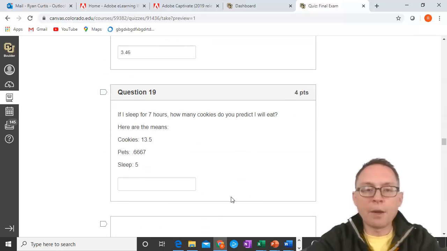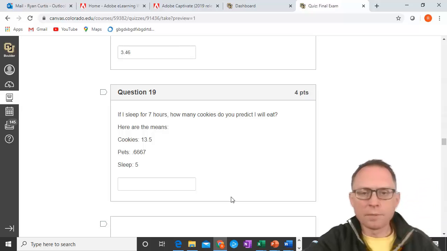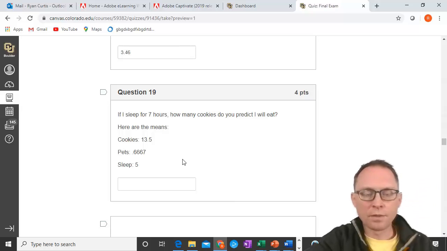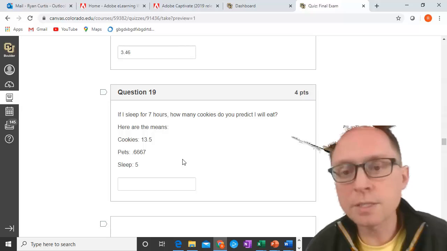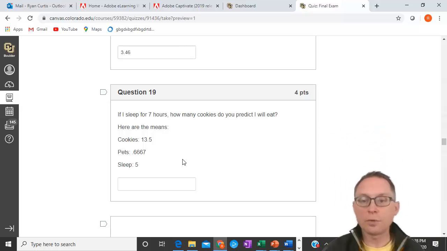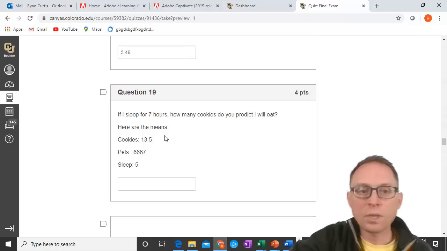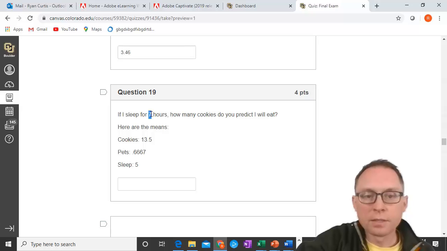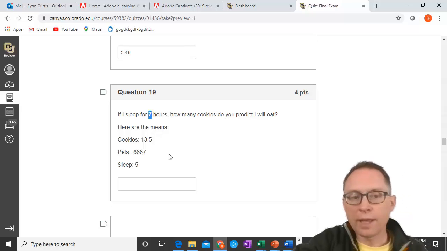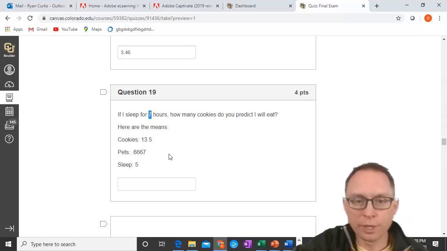If I sleep for 7 hours, how many cookies do you predict I will eat? Here are the means that I would need. All right, here we go. So this is going to be a linear regression. This is a linear regression. X is going to be 7. So if I sleep for 7 hours, how many cookies do you predict I'm going to eat?